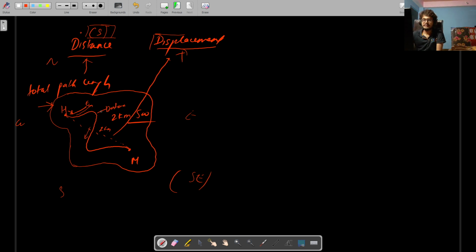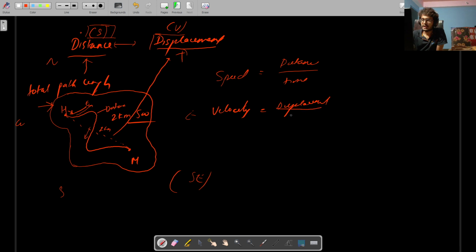Okay, so distance is a scalar quantity, displacement is a vector quantity, and this will bring about a major difference between two similar quantities, speed and velocity. So speed is basically distance upon time, and velocity is displacement upon time. Since distance is a scalar quantity, speed is automatically a scalar quantity. Since displacement is a vector quantity, velocity is automatically a vector quantity.